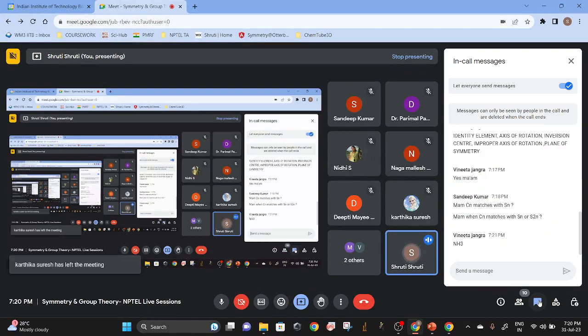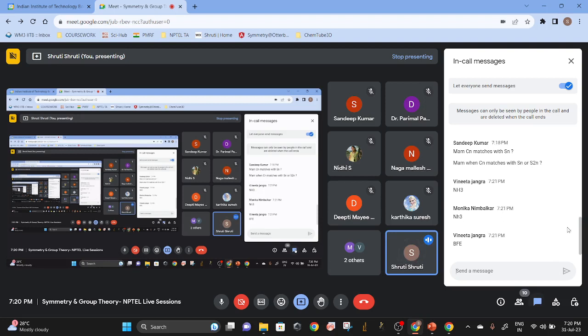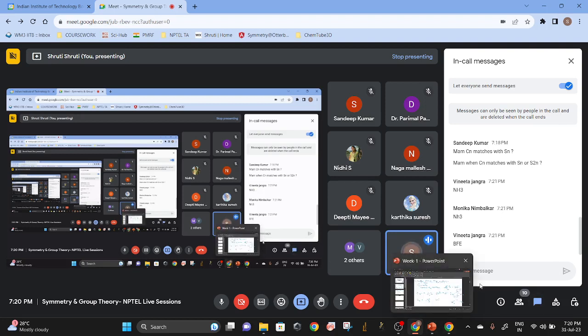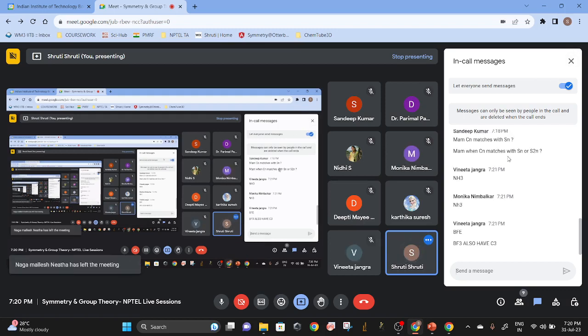Cn matches with Hn or Sn. C2 matches. Not every Cn will match with Sn, like C3 is not equal to S3. It is a special case, okay? Not every Sn will match with Cn. I'll come to Sn.